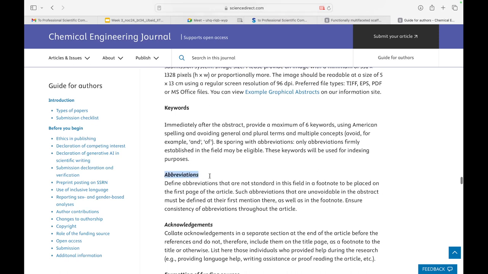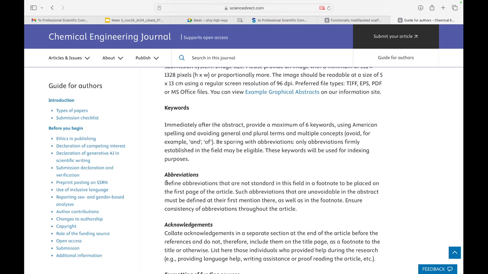In abbreviations, some journals have the policy that you have to write the abbreviation like this. When a word comes the first time, for example DNA, RNA, the first time you have to write the full form, deoxyribonucleic acid, and then in brackets you write DNA. Whenever DNA, RNA comes subsequently in the paper, you can only write DNA, RNA.